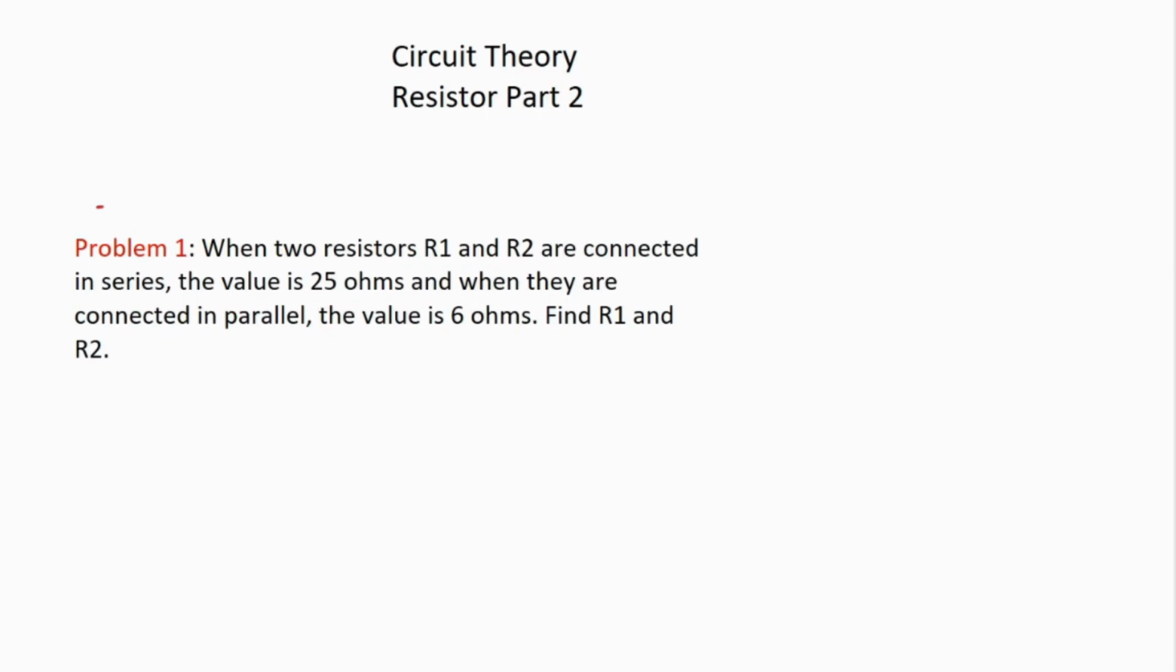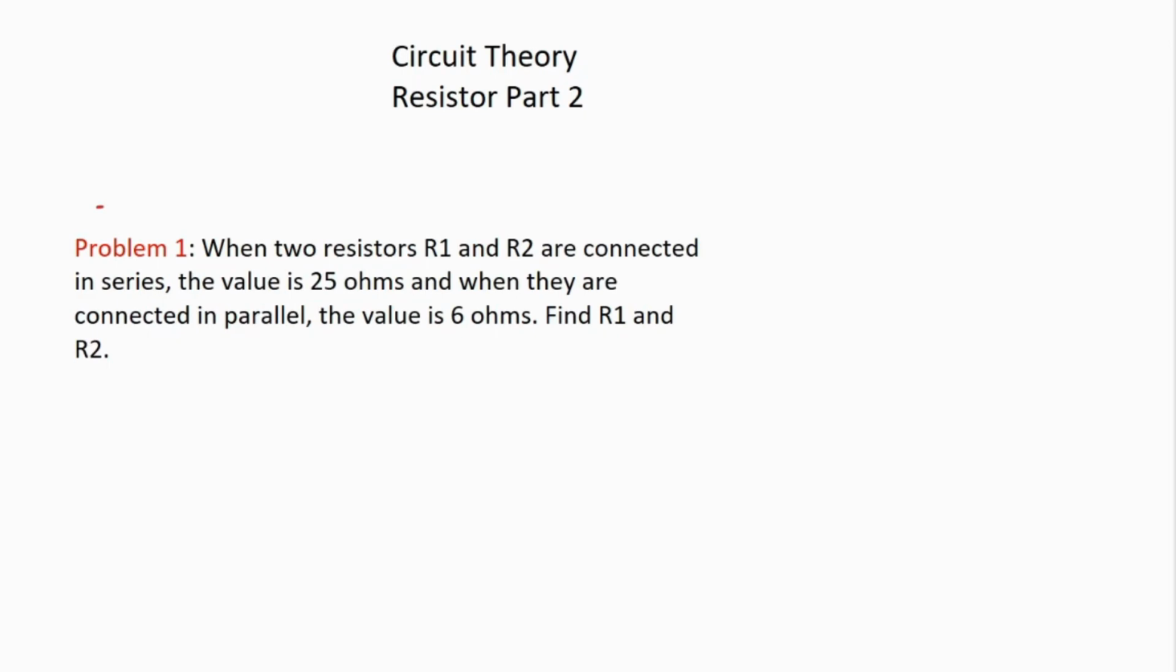Today we will discuss the resistor part 2 of the circuit theory. In the resistor part 2, there is one simple problem. Now see here the problem. When two resistors R1 and R2 are connected in series, the value is 25 ohms, and when they are connected in parallel, the value is 6 ohms. Find R1 and R2. As we have seen from the resistor part 1, there are series and parallel combinations.